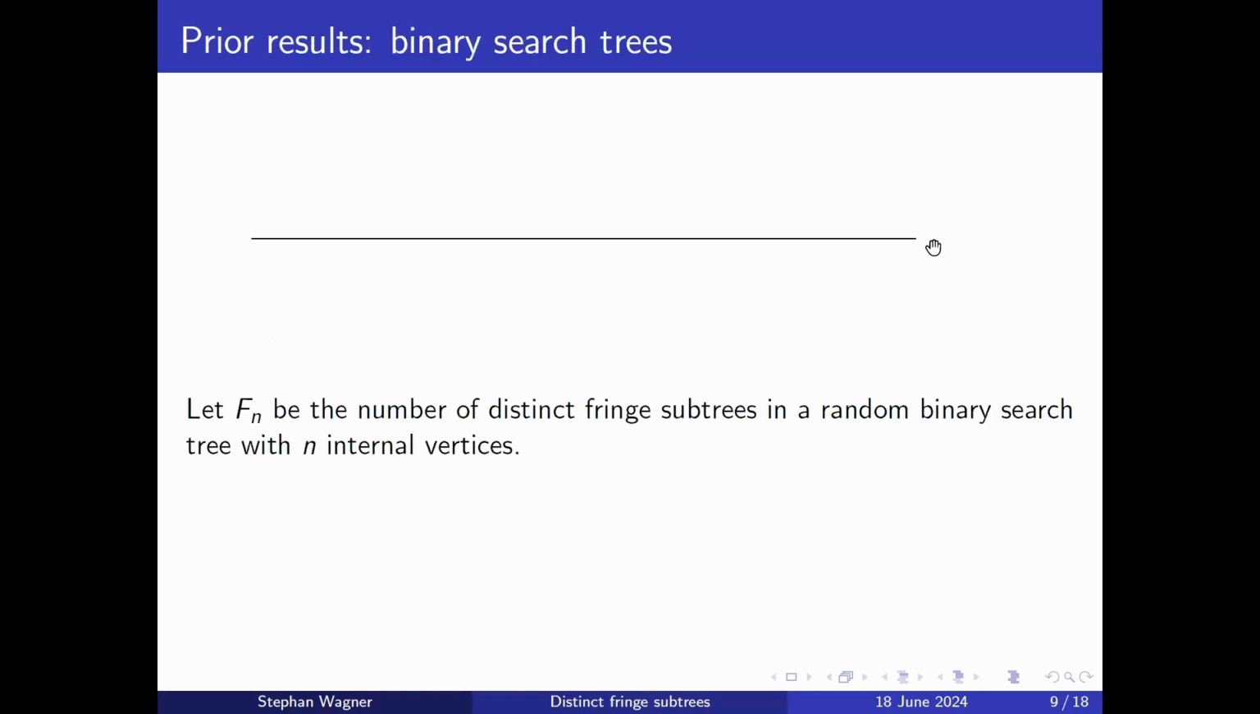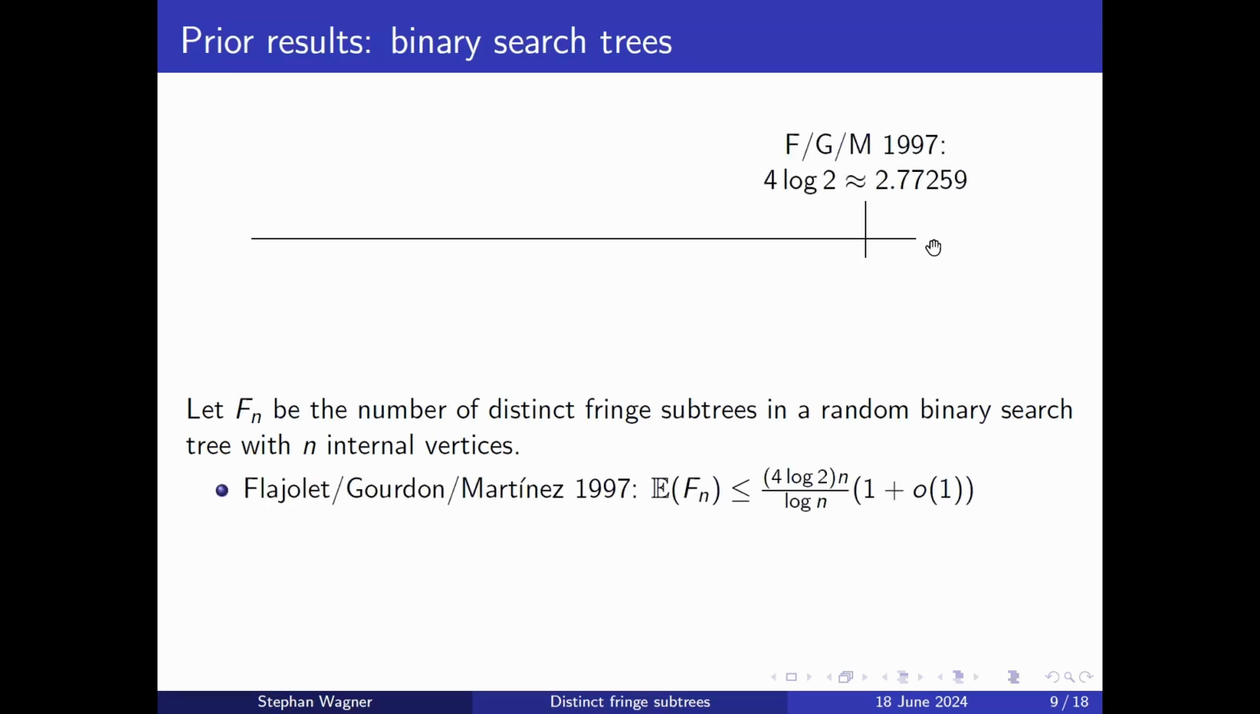Okay, so what do we know about binary search trees, and specifically the number of distinct fringe subtrees in binary search trees? Well, there is first an upper bound due to Flajolet, Gourdon, and Conrado Martínez, who's sitting right there. The upper bound is of the order n over log n with a constant of 4 times log 2. And I've indicated this on the line here. So the constant for log 2 is 2.77 something.